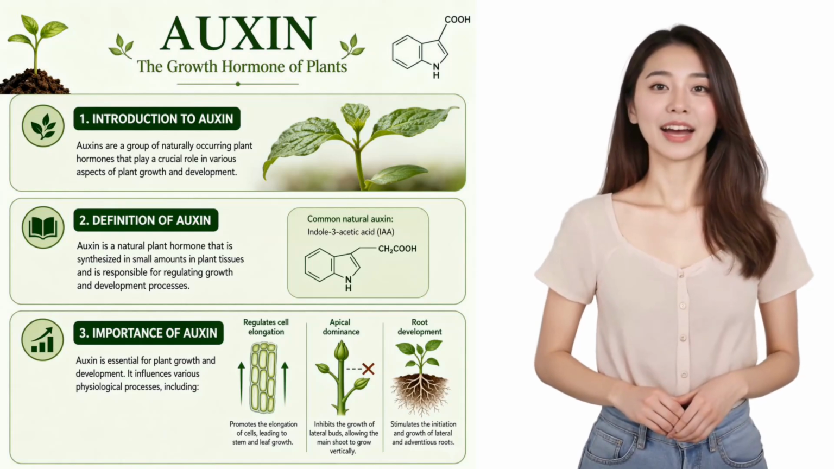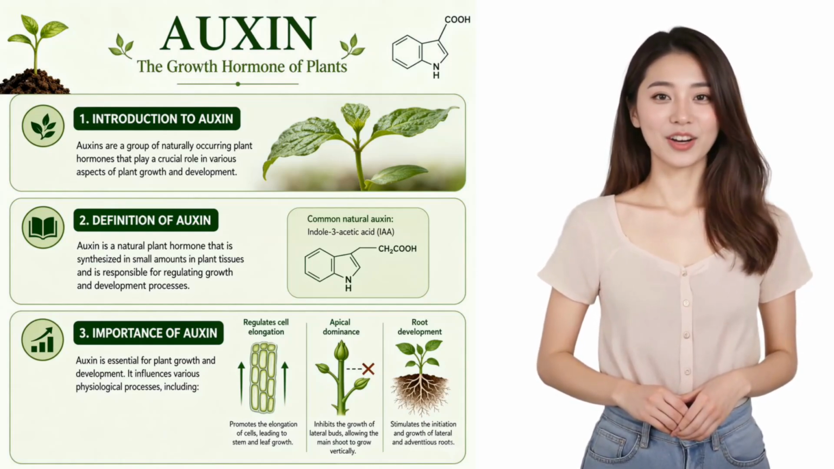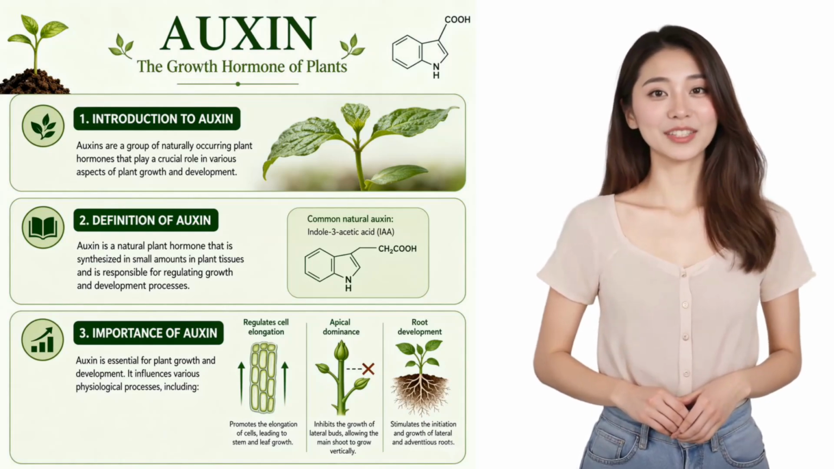Now look at the three panels at the bottom. Panel 1. Introduction to auxin. Auxins are a group of naturally occurring plant hormones playing crucial roles in growth and development.